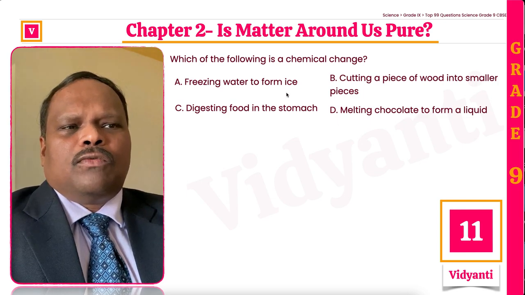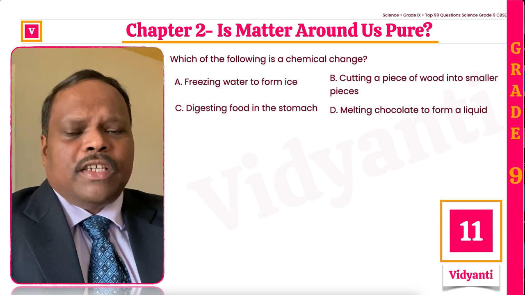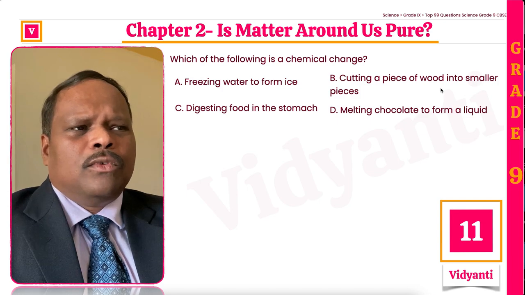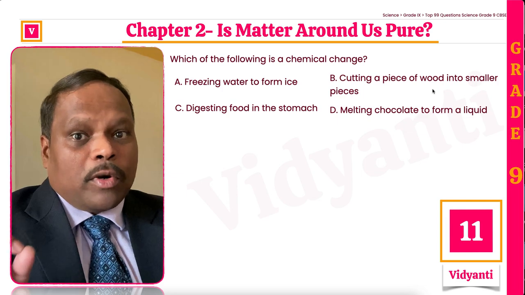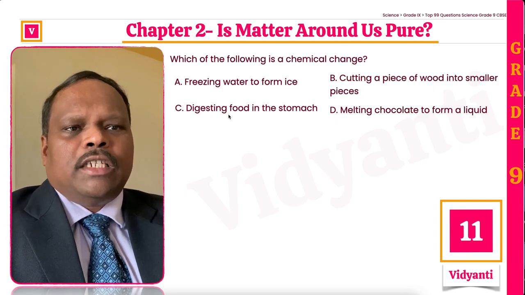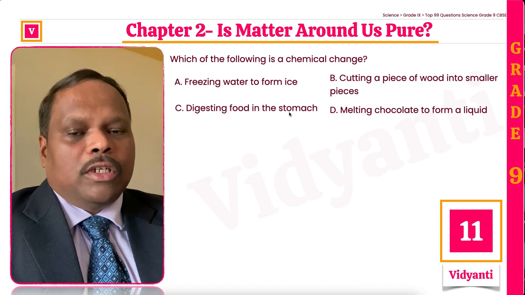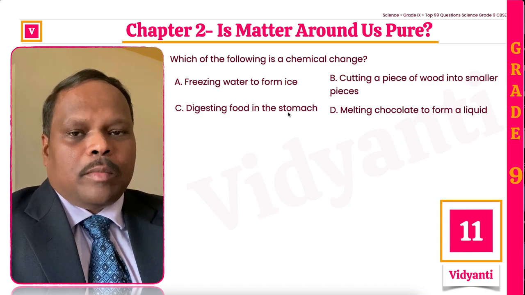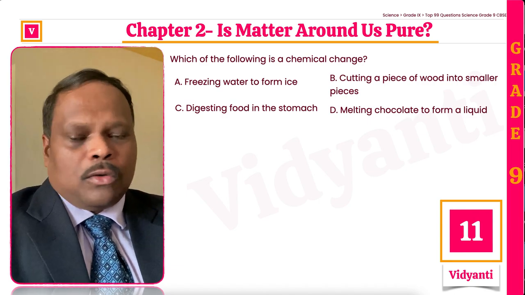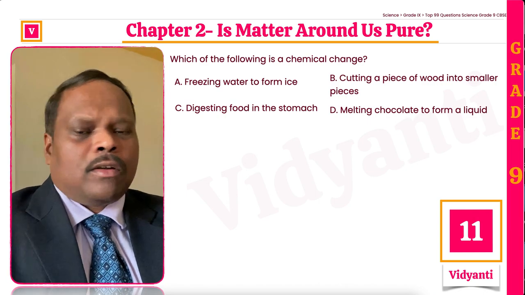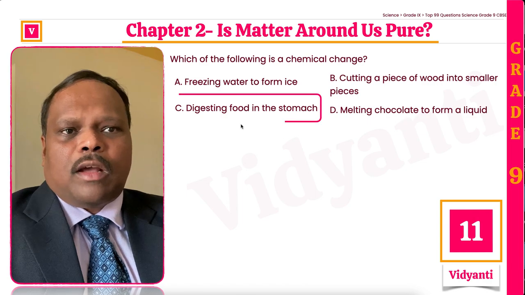So freezing water to form ice, physical change, water is still remaining water, only the phase change is taking place. Cutting a piece of wood into smaller pieces, wood is still remaining wood, only the physical property called size will be changing. Digesting food in the stomach, yeah, that sounds a good option because actually some chemical reactions will take place in our stomach that will convert the food into some other totally different substances with the help of enzymes and all those things. Melting chocolate to form a liquid, again, it's just a physical change. So the correct option will be option C.